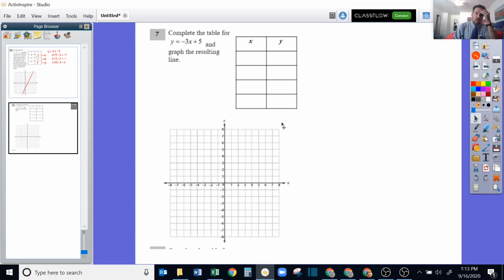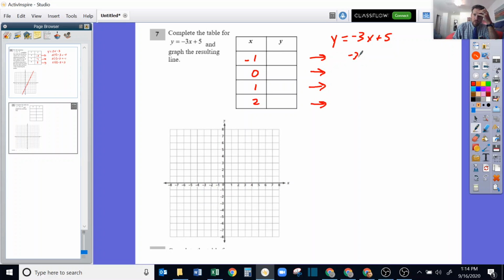Now what happens though if I don't give you any values in the table? Oh, well, that actually just gives you some freedom. So I like to make sure that I'm choosing some negatives and some positives. And so I would say, let's start with -1, let's go 0, 1, and 2. And so once again, we're just going to use our equation, y equals -3x plus 5. And we're going to do the calculation using the equation 4 times for these 4 points.